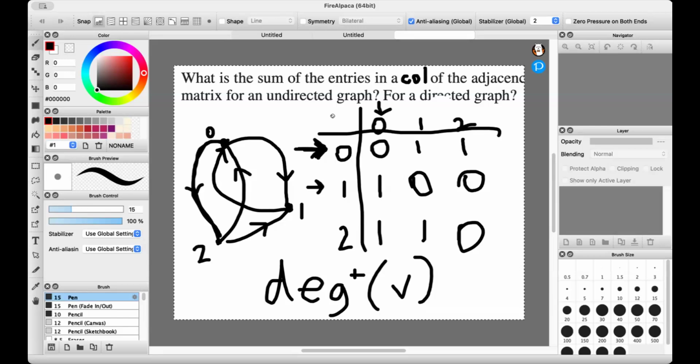For a directed graph, however, it's different. Directed graphs are not symmetric. So rather than counting the out degree, in a column you're counting the number of edges that come into that vertex. So you're counting the in degree for a directed graph.